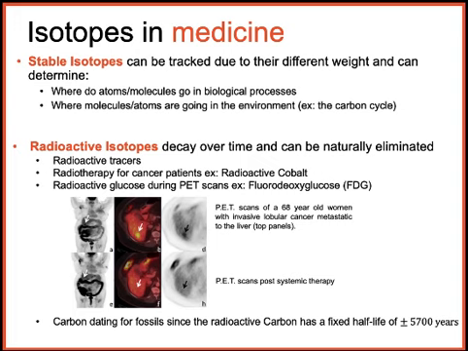These radioactive carbon isotopes are also used for carbon dating because they have a fixed half-life. So when they decay, we know exactly how much time it'll take for them to decay, and so we can figure out the timing by working backwards.